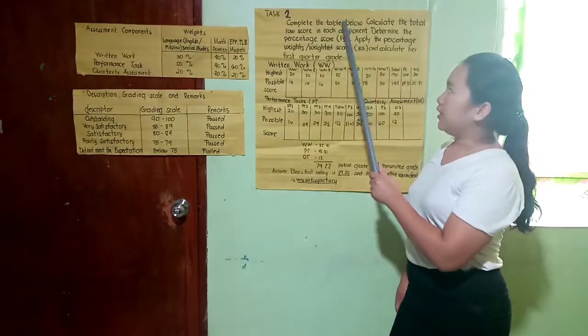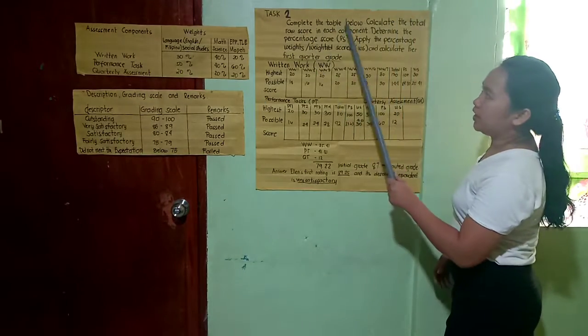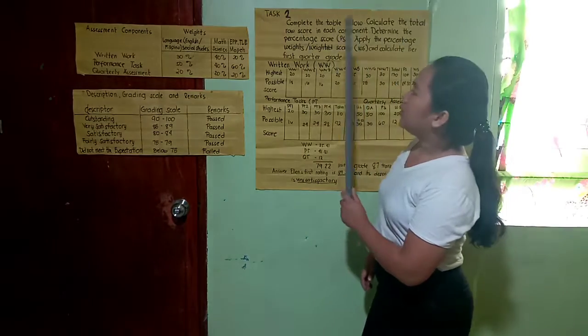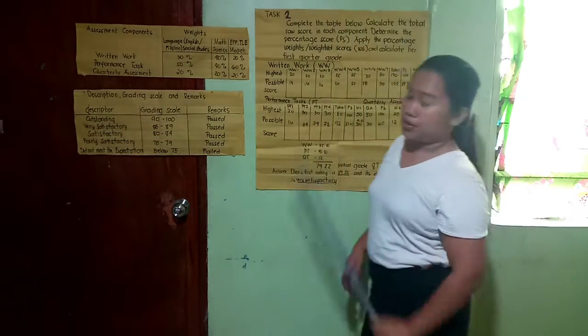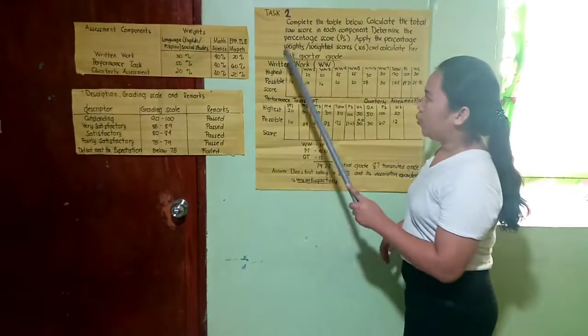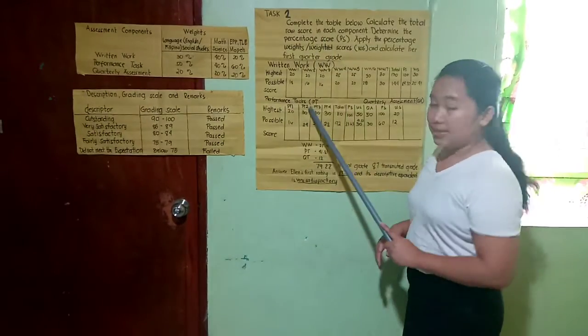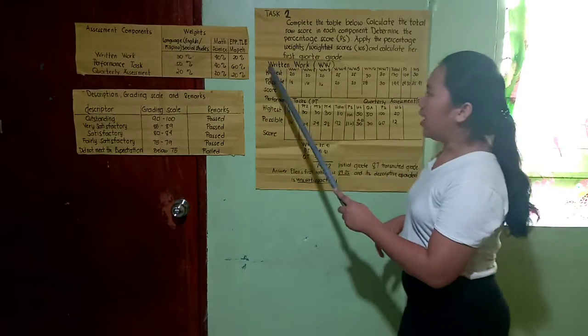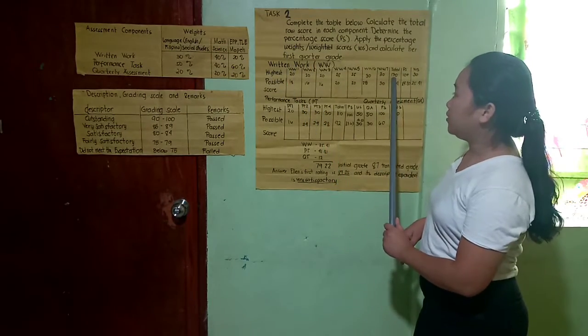In task 2, complete the table below, calculate the total row score in each component, determine the percentage score, apply the percentage weight score, and calculate her first quarter. So to calculate the first quarter of Araling Panlipunan, we have a written work, a performance task, and a quarterly assessment. In written work, the highest score is 170.